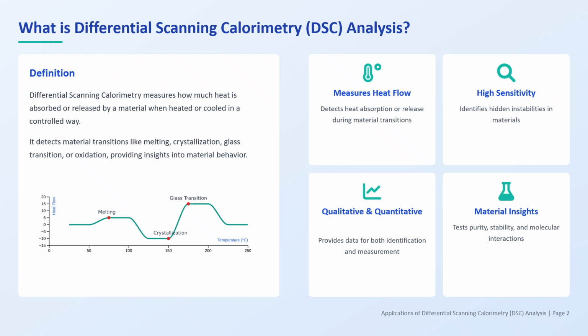This allows scientists to identify hidden instabilities, measure purity and phase transitions, quantify thermal properties, and understand molecular interactions. In many industries, DSC acts as an early warning system, detecting problems long before they appear in real-world use.